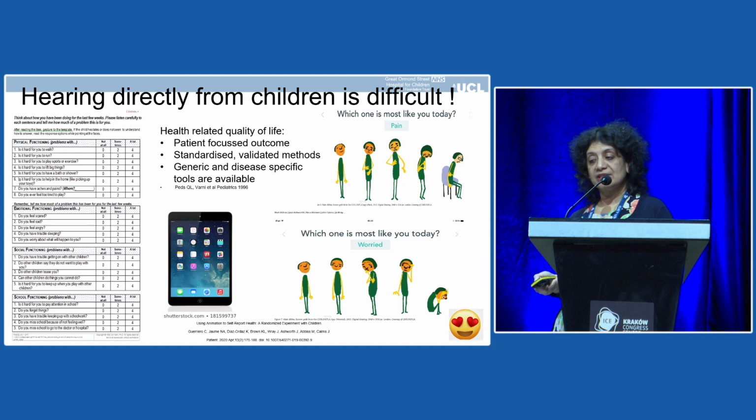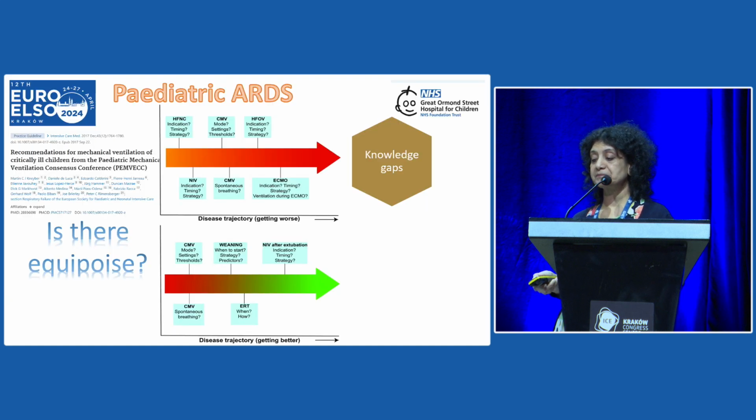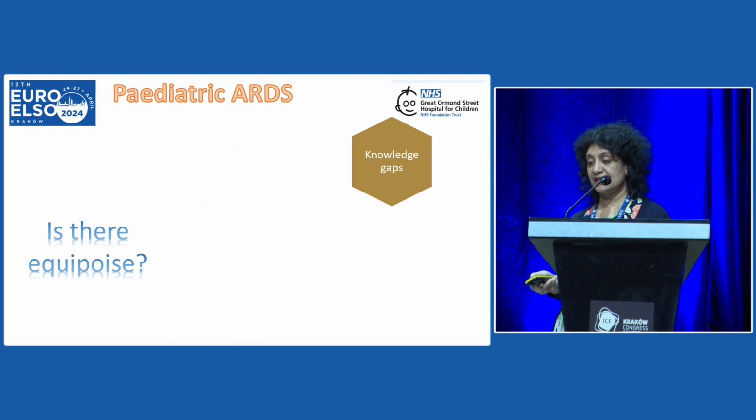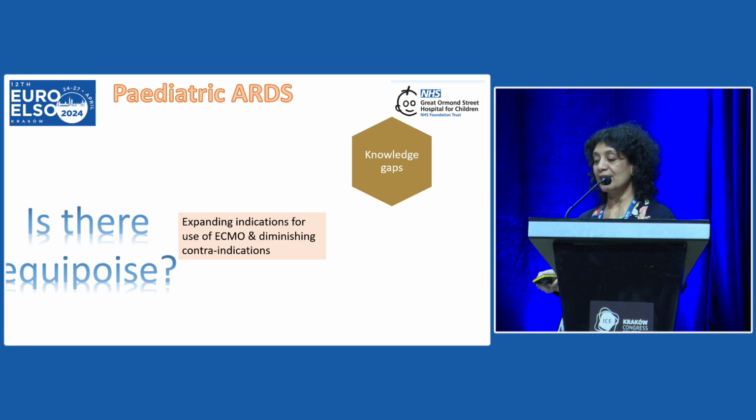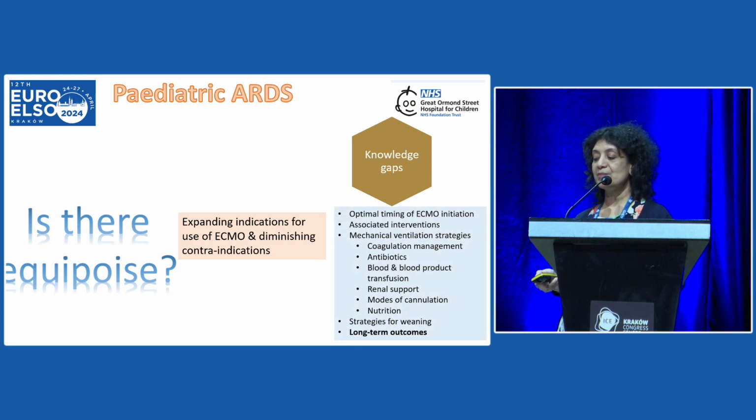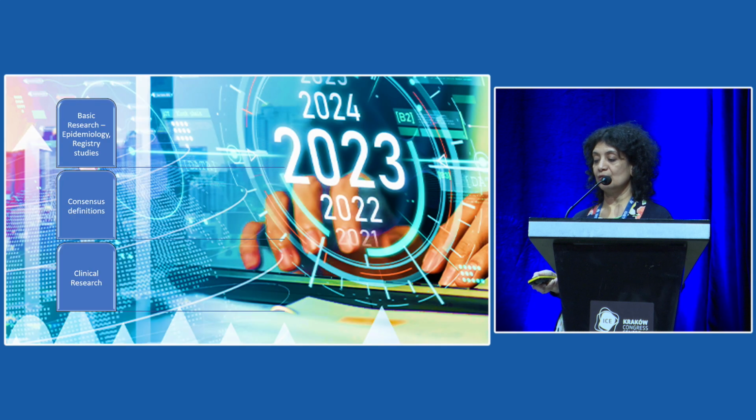Hearing from children is also very difficult. And again, when you look at outcomes, is it health-related quality of life? The patient-focused outcomes are very difficult to identify and register. Now, is there equipoise? There is equipoise, and even if you look at pediatric ARDS, there are multiple knowledge gaps as to when you put patients on ECMO, with expanding indications for ECMO and diminishing contraindications. And there are multiple knowledge gaps: timing, interventions, mechanical ventilation strategies, strategies for weaning, and long-term outcomes.